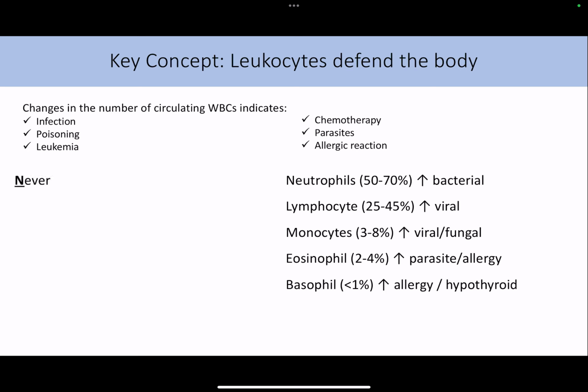And so the mnemonic device that I have is Never Let Monkeys Eat Bananas, and that goes from most abundant to least abundant. We find more neutrophils than we do lymphocytes, more lymphocytes than we do monocytes, more monocytes than we do eosinophils, and then the basophils are the most rare, which is why we don't test you on basophils when it comes to microscopy, because they are really difficult to find and really difficult to identify. I'll give you a second to write that down.